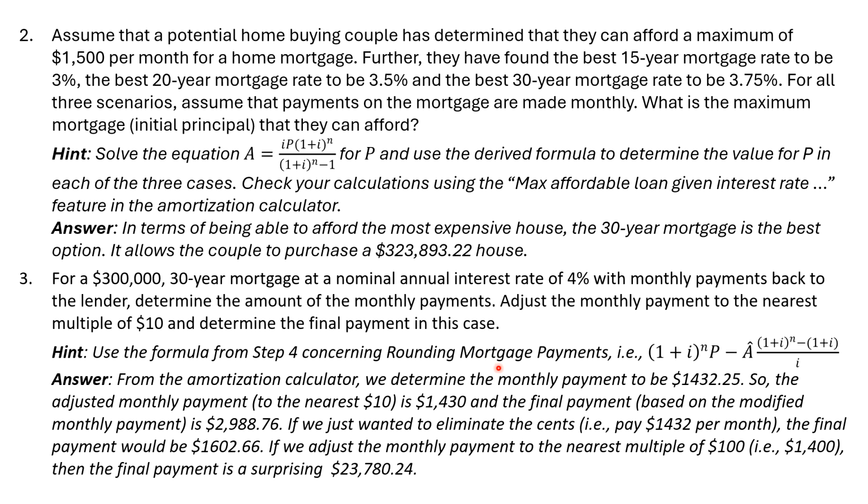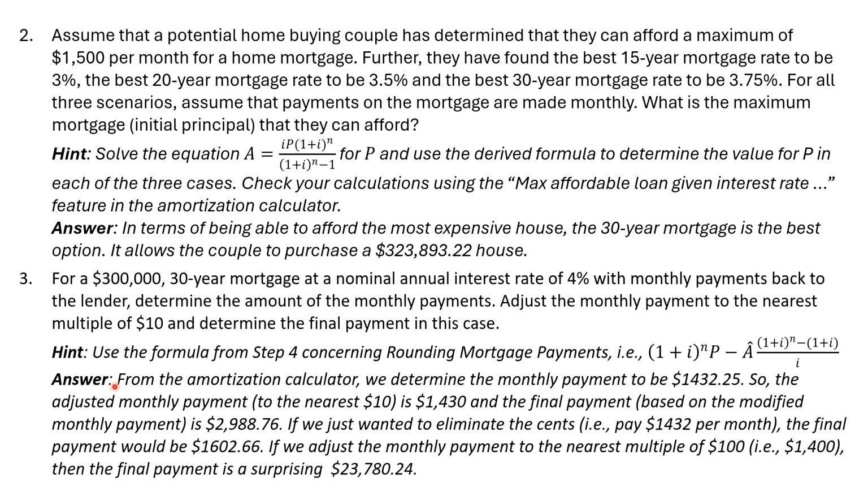So this was from the first lesson of the two lessons on loans, as well as this one here. And we talked about the rounding up or down, and we had the formula we derived for the final payment. I copied it here, but you can also go back and look at step 4 from the previous lesson concerning rounding.